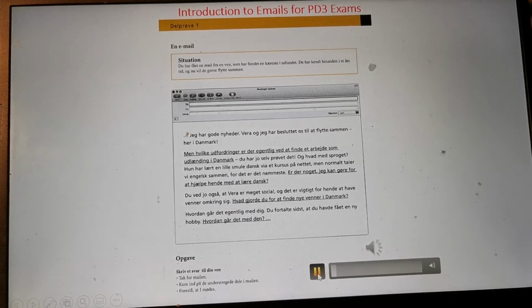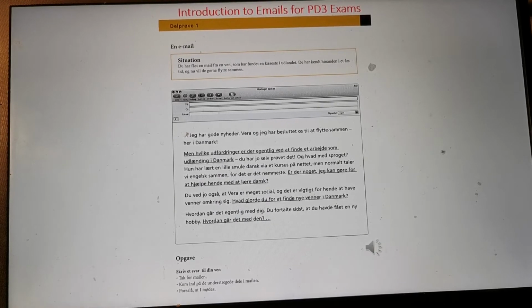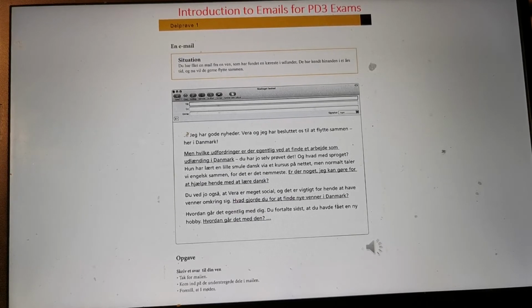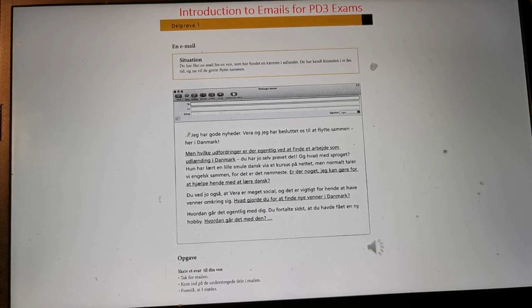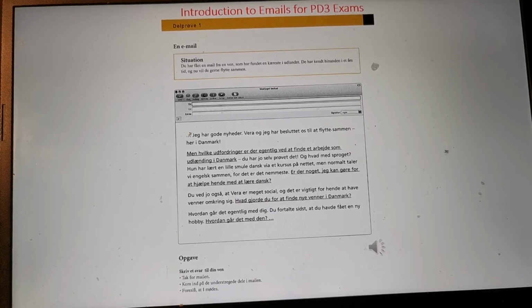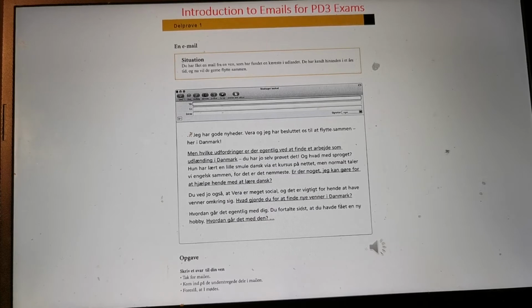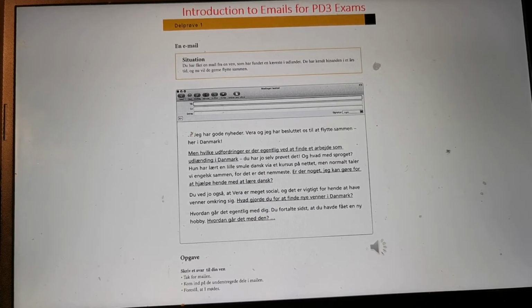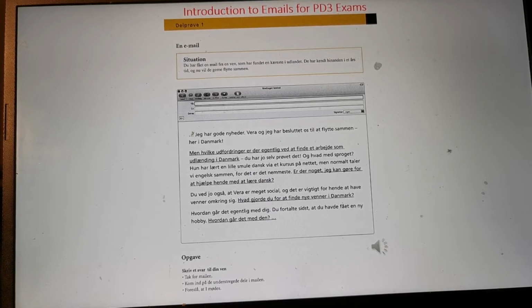This is an example of an actual email assignment in a previous PD3 exam. You can see the important points to which the writer needs to respond underlined, and some other points related to the task at the bottom of the assignment. The underlined points and the tasks at the bottom of the page constitute the core aspects that have to be covered in the email response.